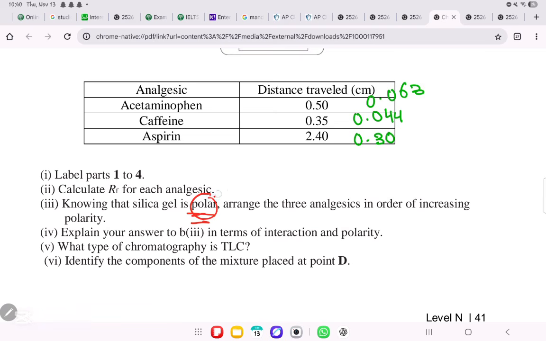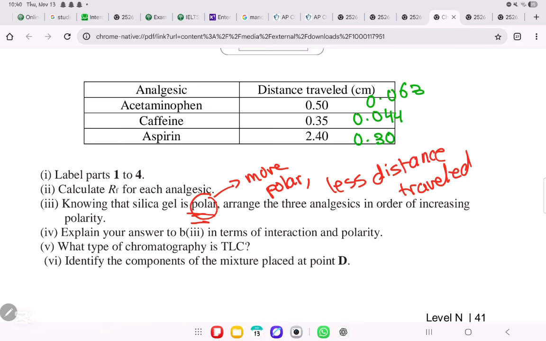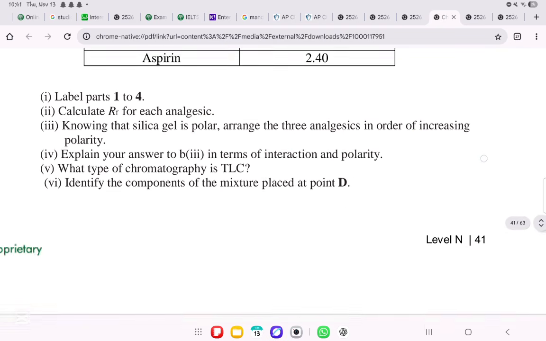So this is something important to know. More polar, less distance traveled. Okay? So in this scenario, aspirin would be the least polar. Then comes acetaminophen, which will be in between. And the most polar out of all of them would be caffeine, which moved the smallest distance out of all of them. So the more polar something is, the less distance it travels. We'll move on to part IV.